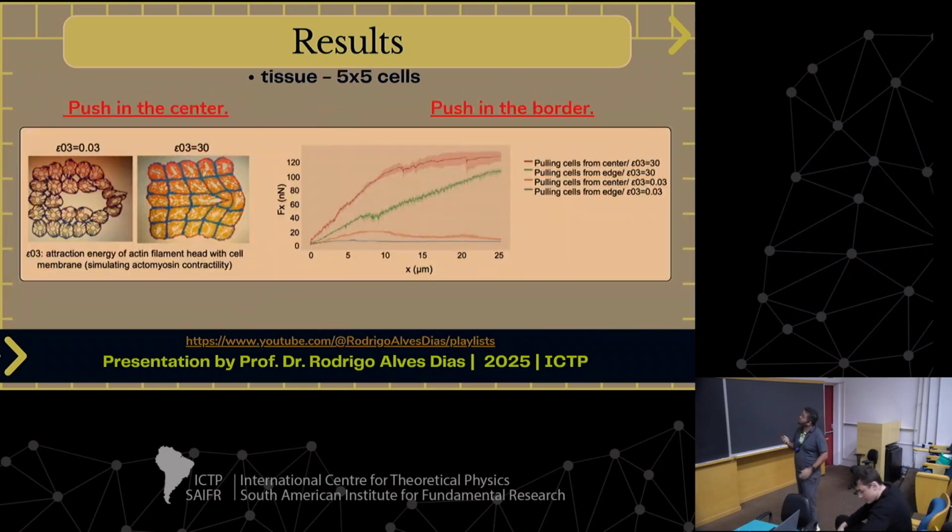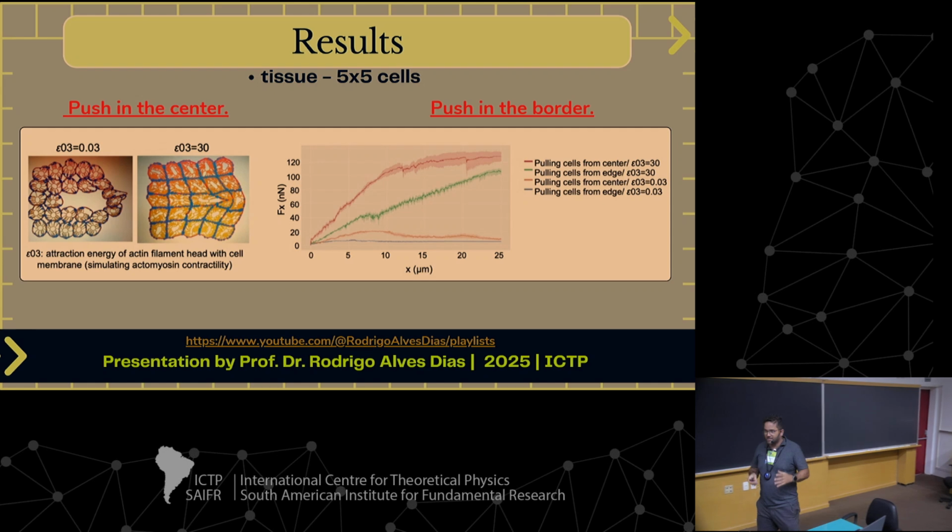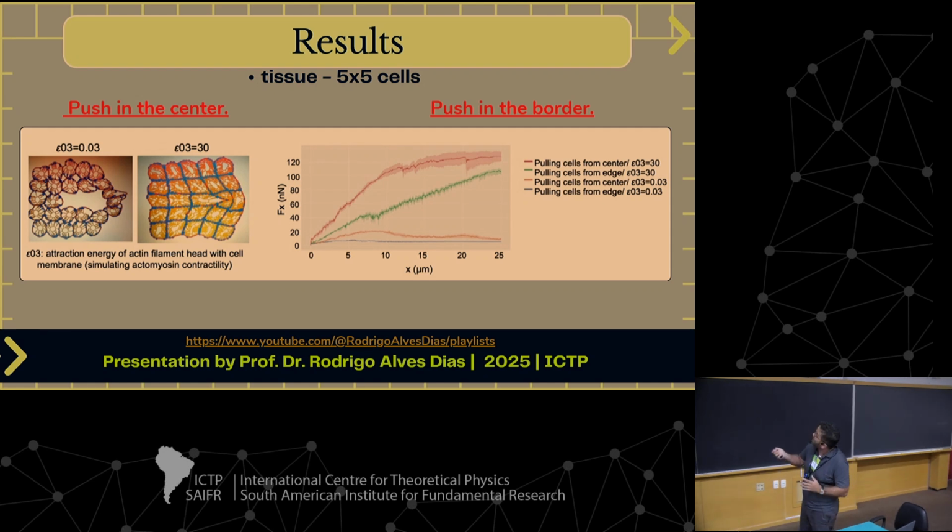Okay. What we did after we had this configuration in equilibrium was pick one cell in the middle and push. In another configuration, I pick one cell at the border and another cell in the middle. You have to see the difference.